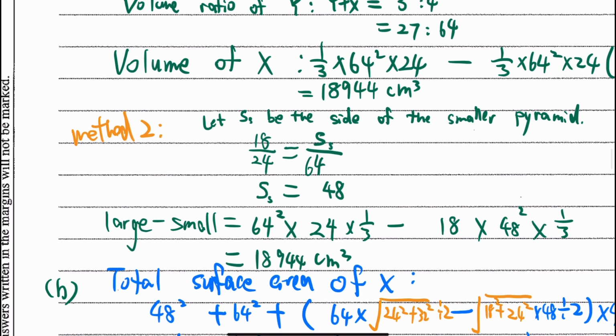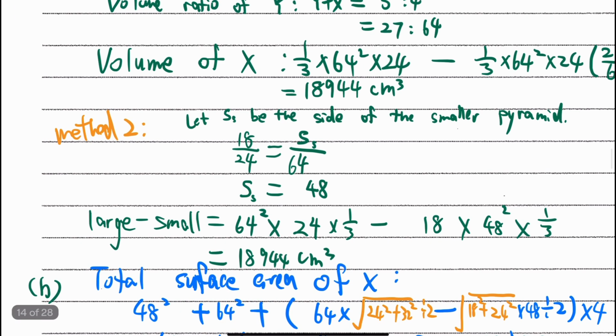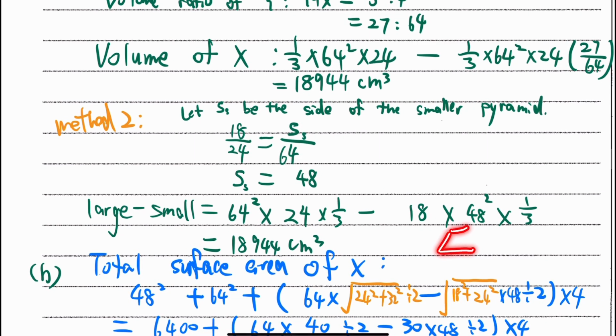The first two are very easy. The upper base should be 48 square, because we already calculated using method 2. If you're not using method 2, you need to find it out by using the ratio, okay? So 48 is the upper base, and then the lower base should be 64 square, okay? Find the area of the square. And then the 4 lateral trapeziums are very hard to find, because first you need to find the largest triangle, and then minus the smaller triangle, you will have the trapezium here, okay?